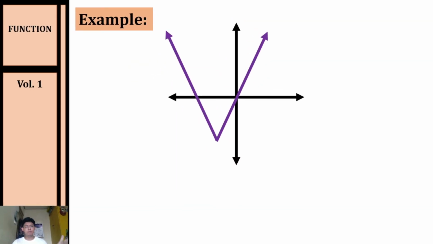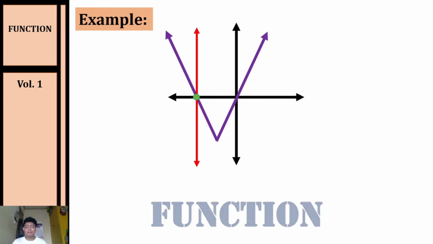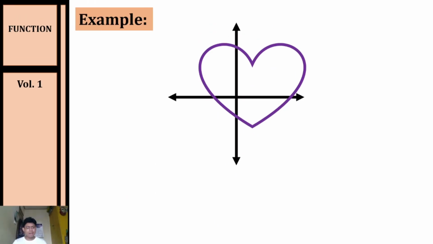So for example, we're given this graph and let's identify if this graph is a function or not. So let's draw a vertical line and count the number of intersections. So we have 1 point of intersection. Therefore, this graph is a function. Okay, let's have another example.